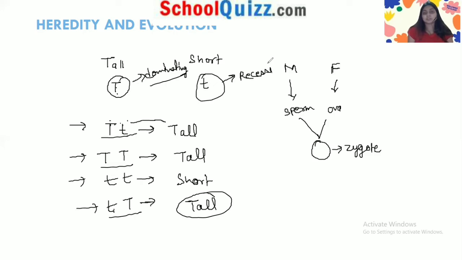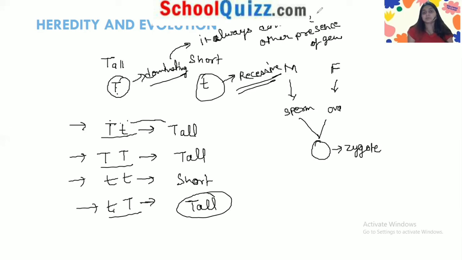Okay, recessive gene, and T is the dominating. So what is the dominating gene? It means it always dominates the other gene, it dominates over the other presence of gene. Okay, dominate over other presence of gene.